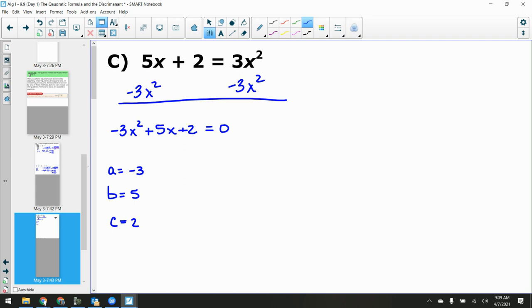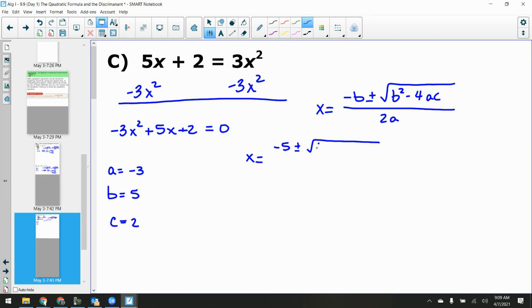Okay. So let's write it out from scratch. Negative B plus or minus the square root of B squared minus 4AC, all divided by 2A. All right, so it's x equals. We had positive 5, so it's negative 5. B squared, so 5 squared minus 4 times negative 3 times positive 2. All divided by 2 times negative 3.